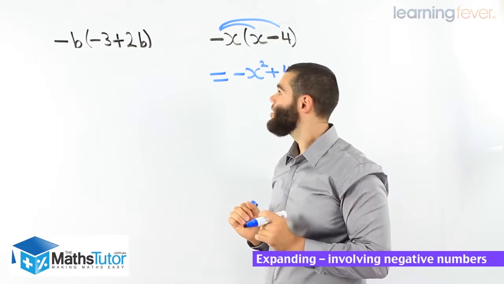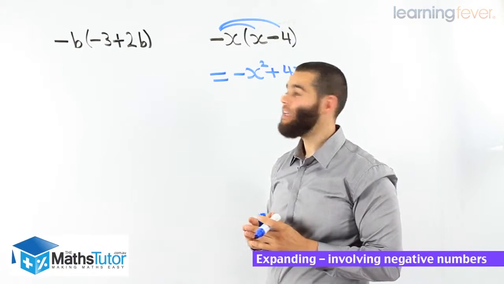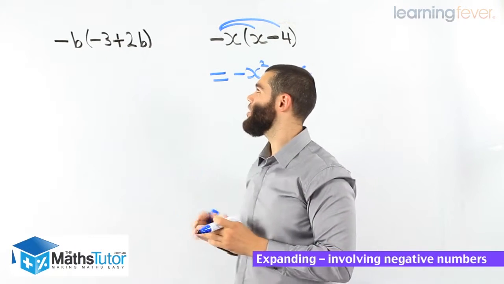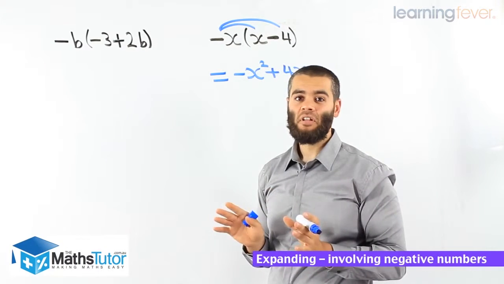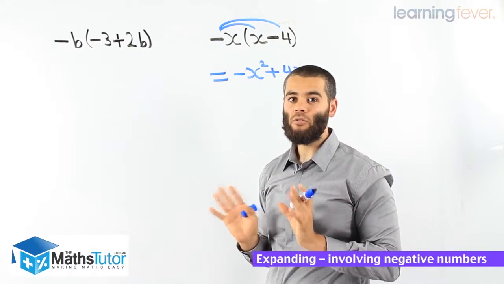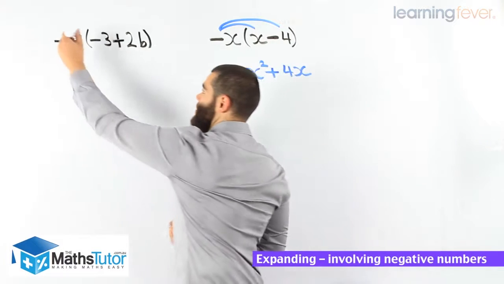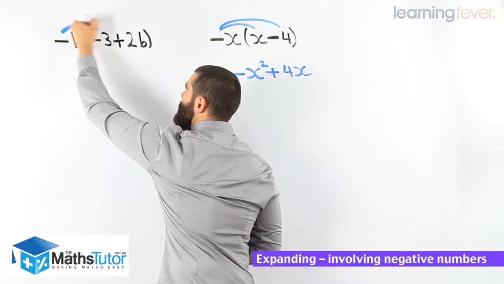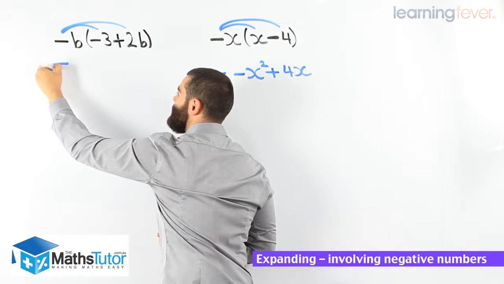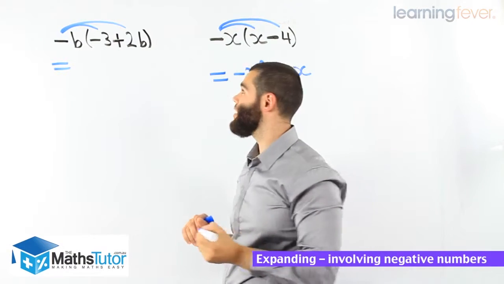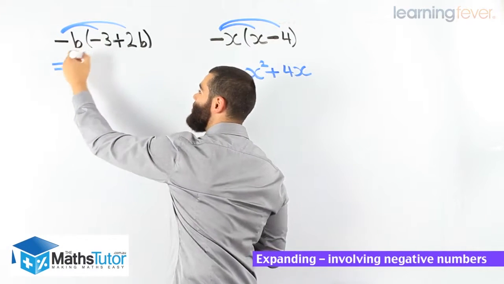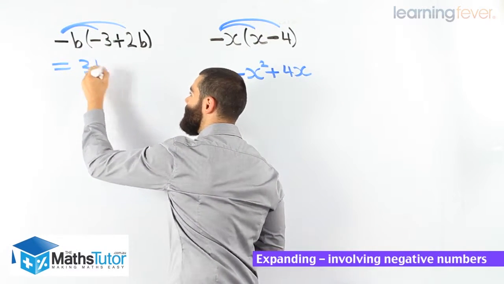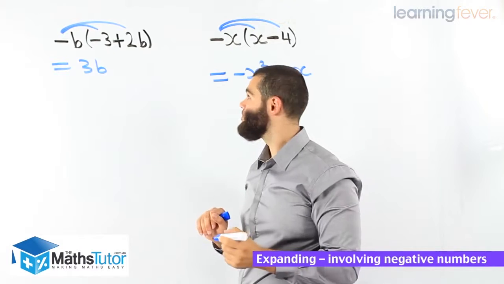Do it with me. We have negative b, open bracket, minus 3 plus 2b, close bracket. Again, don't let the negatives scare you or make you think that you can't do it. We follow the rules and we won't go wrong. Negative b times negative 3. We know two negatives multiplied become a positive, so it's just b times 3 is 3b. It's the same as positive 3b.